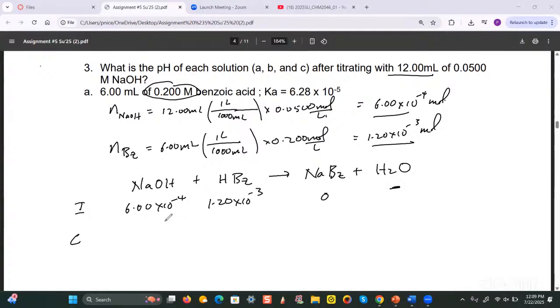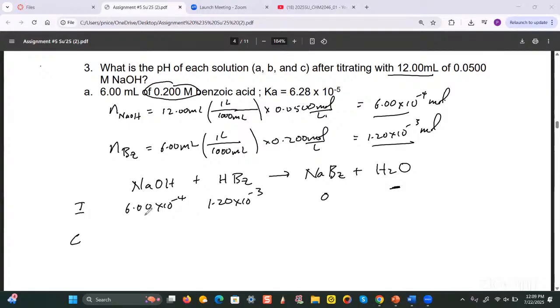This reaction is going to go to completion, which means that one of the two reactants would be the limiting reactant. We can easily tell which one is the limiting reactant because of the 1-to-1 mole ratio between the sodium hydroxide and the benzoic acid. So which one do you think is the limiting reactant?